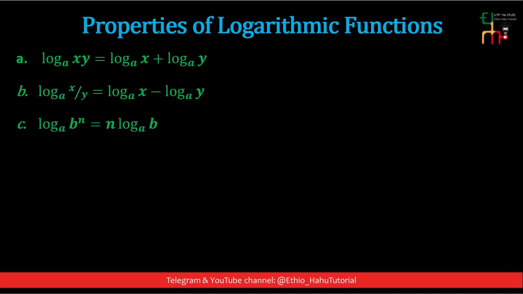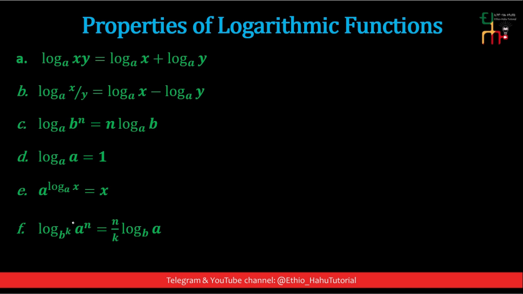Third, logarithm of b raised to n to the base a is equal to simply n times logarithm of b to the base a. The fourth property, logarithm of a to the base a is equal to 1. The fifth property, a to the power of logarithm of x to the base a is equal to x. The sixth property, logarithm of a to the power of n to the base b to the power of k is equal to n over k times logarithm of a to the base b.